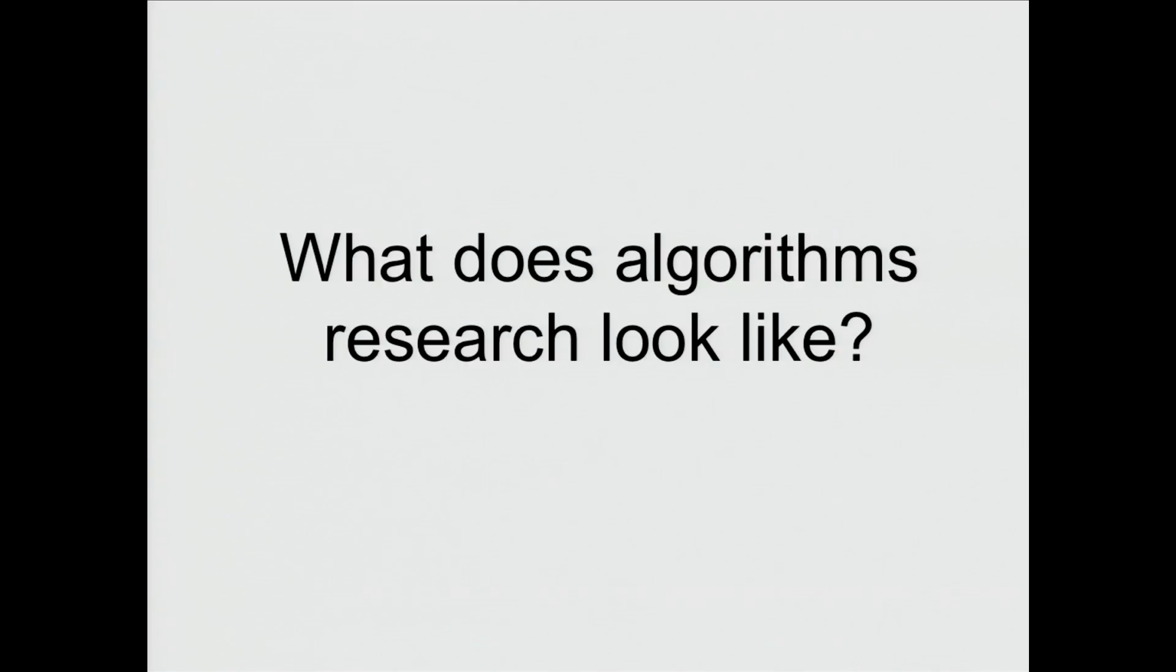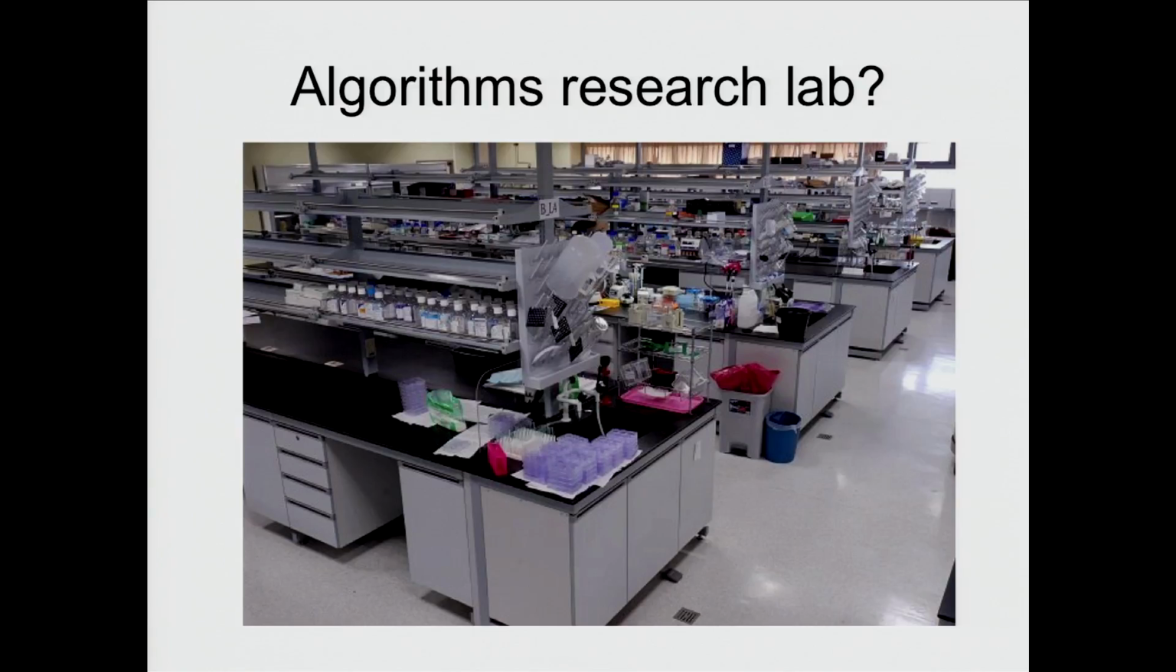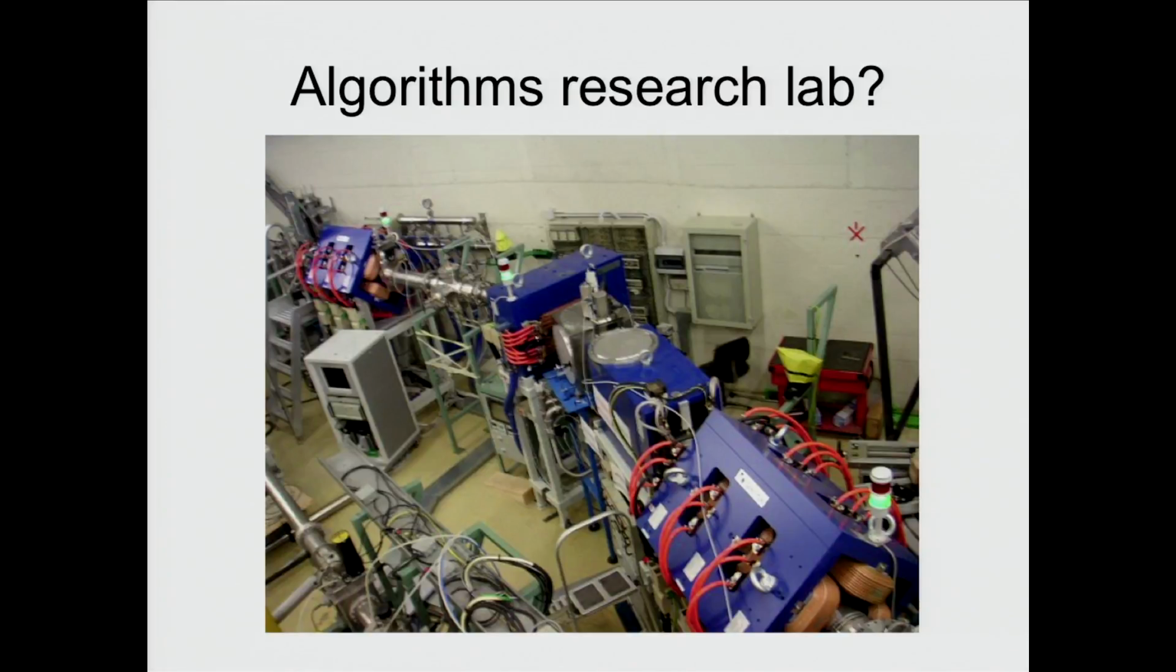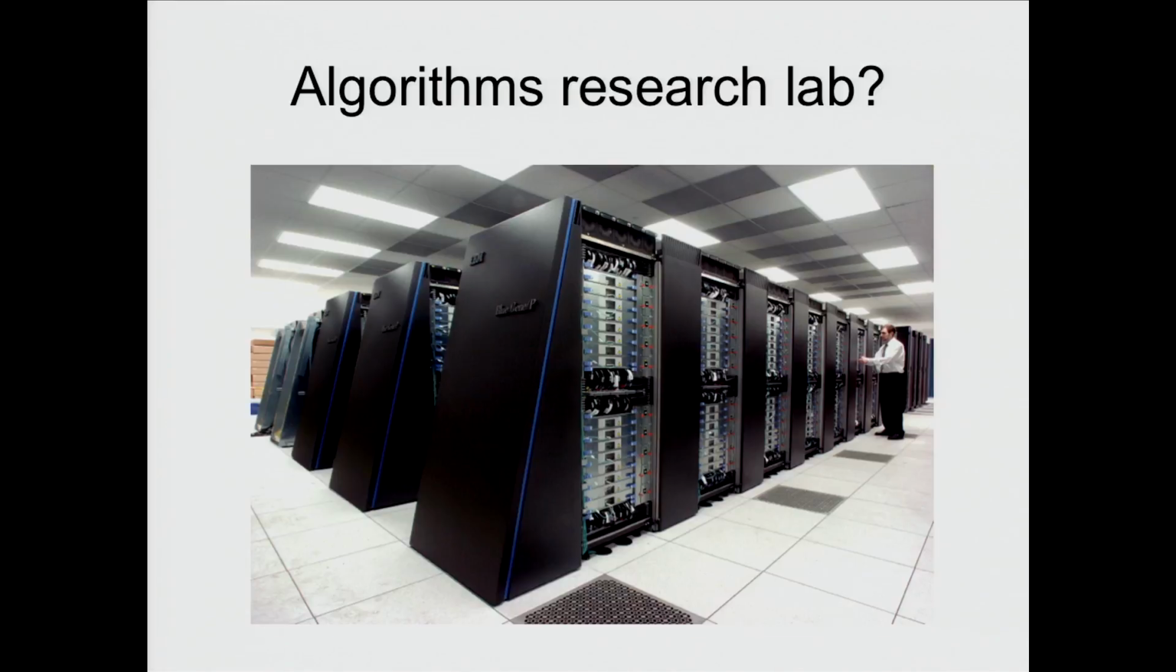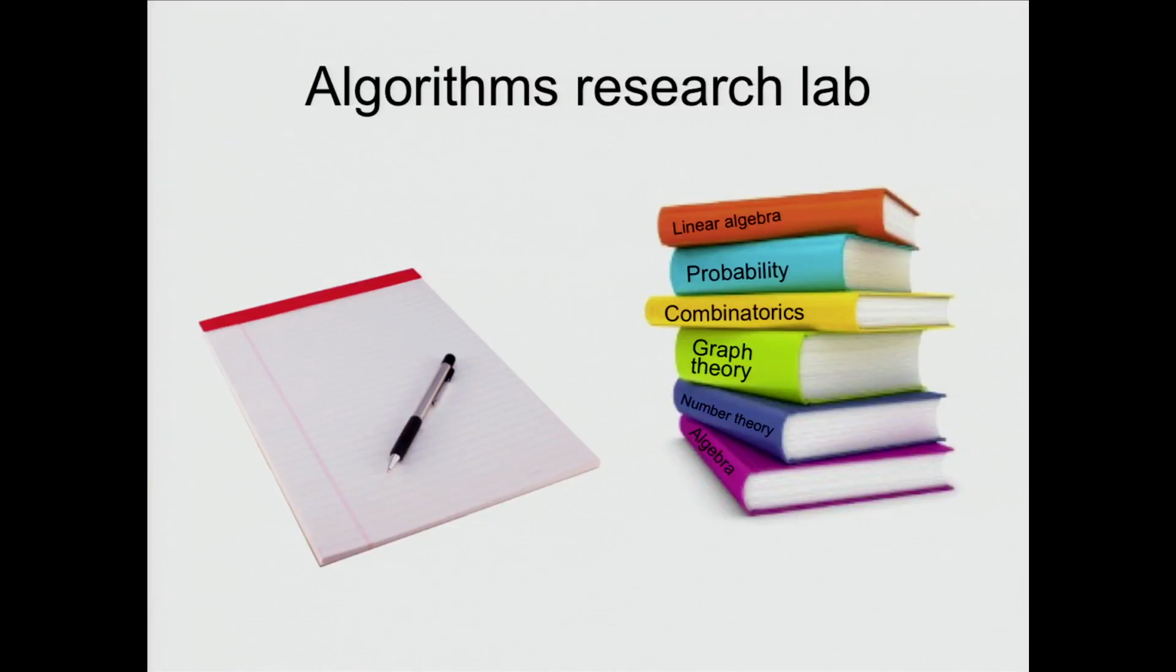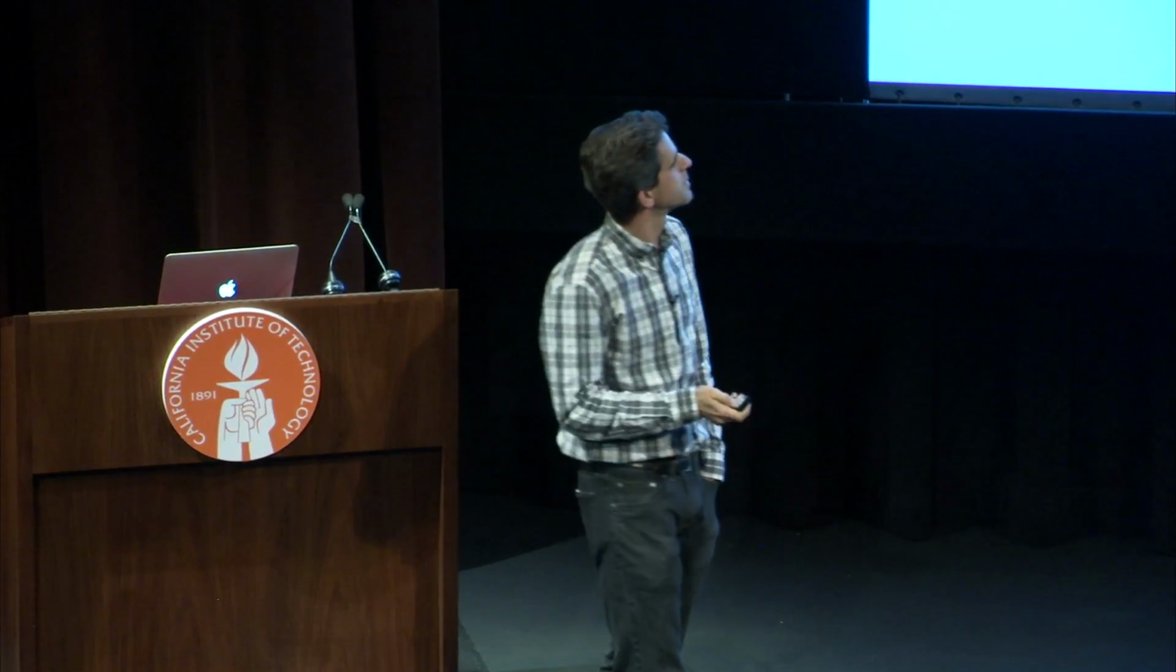Okay, so where do these come from? How do people come up with algorithms? So what does algorithms research look like? So we don't do experiments. We also don't have fancy equipment. We don't even need to use large computers, or we don't tend to use large computers. An algorithms research lab, if there is one, looks much more like this. A pen and paper, a lot of math, sometimes there's a couch, some coffee.